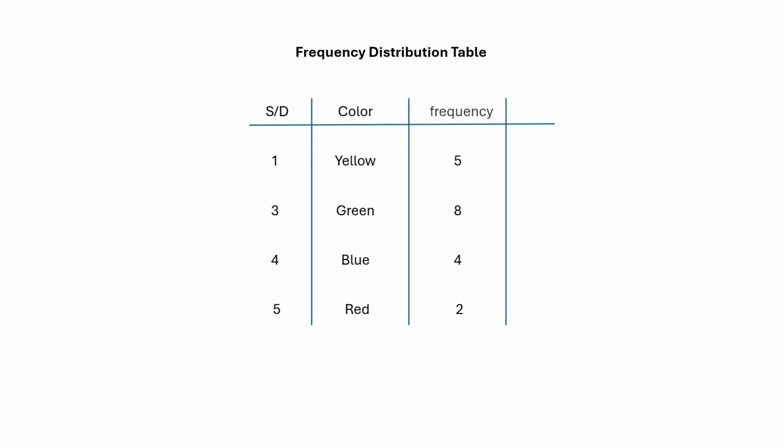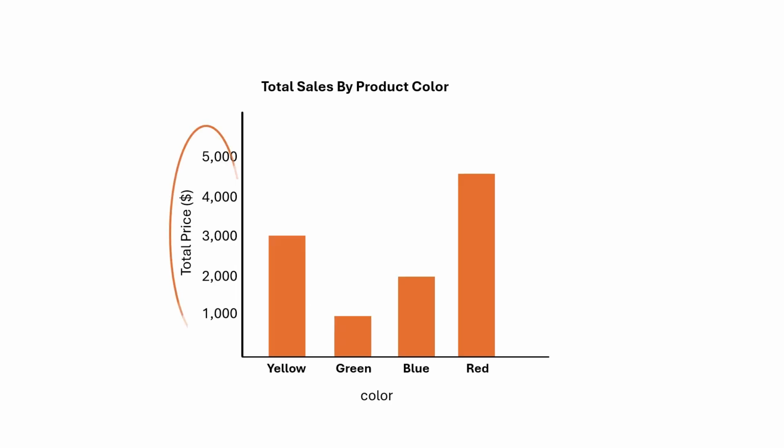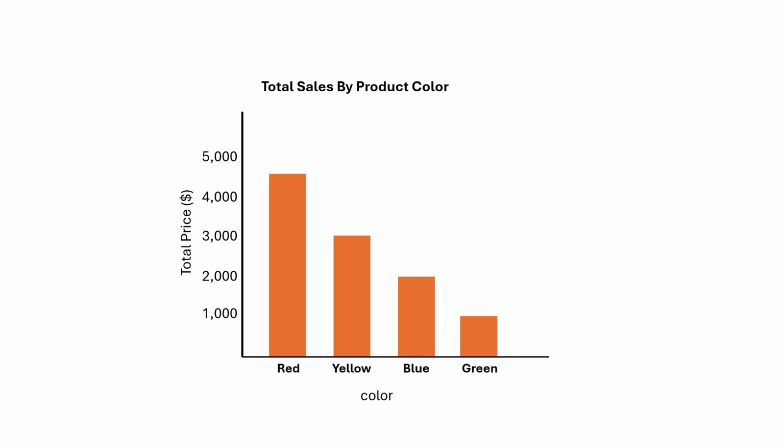Let's extend our frequency distribution table to include the total price of balls for each color category. We follow the same steps to create the chart, but this time the vertical axis represents the total price instead of frequency. We can also sort the ball colors based on their total price. From the chart, we can see that red balls contribute the highest total price, while green contributes the least.